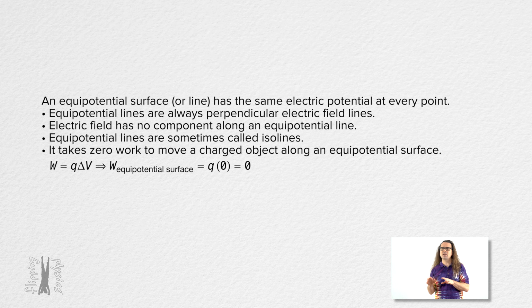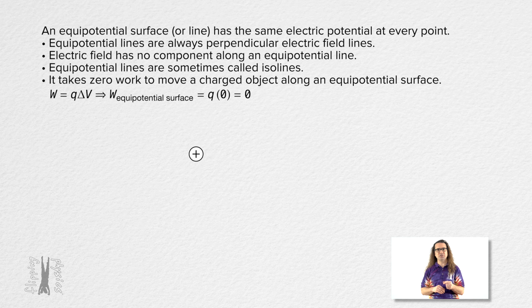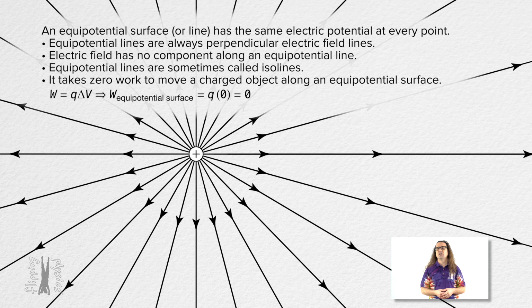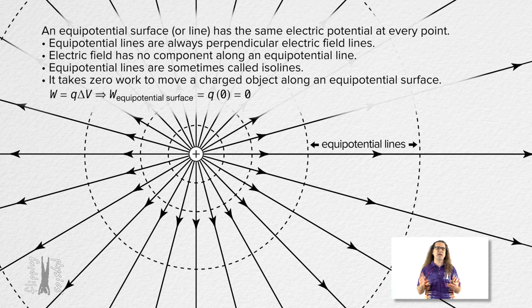Let's switch our example now to a positive point charge. In a previous lesson, we determined the electric field. It looks like this. Given what we know about equipotential lines, we know the equipotential lines around a positive point charge look like this. Actually, let's make all of those equipotential lines blue because that is what we did last time for the electric field for a positive charge. Notice how all the equipotential lines are perpendicular to the electric field lines.